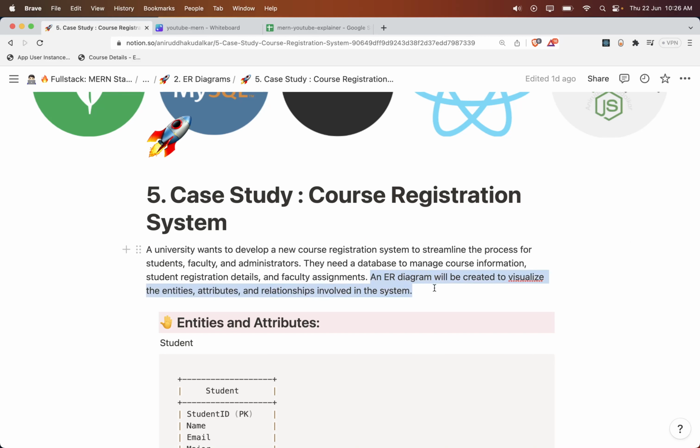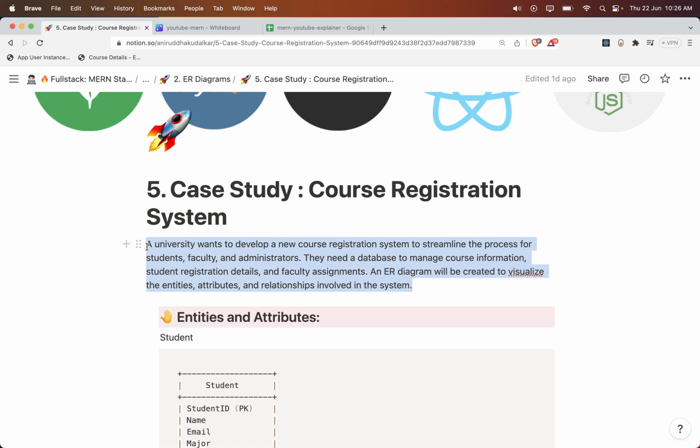An ER diagram will be created to visualize the entities, attributes, and the relationships. Now see, this is very little requirement the client has given. Right? This is what we need to do. You need to develop a software for this, but before developing a software, you need to first design the database. And we know what is the first step in designing the database. Create the entity relationship diagrams, right?